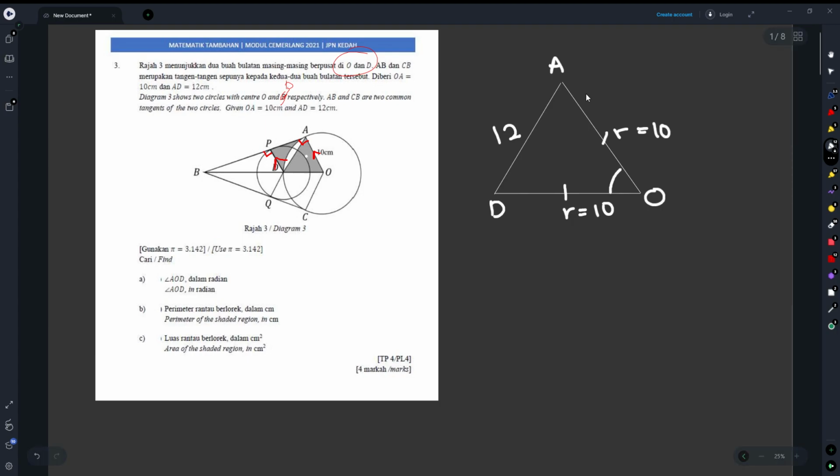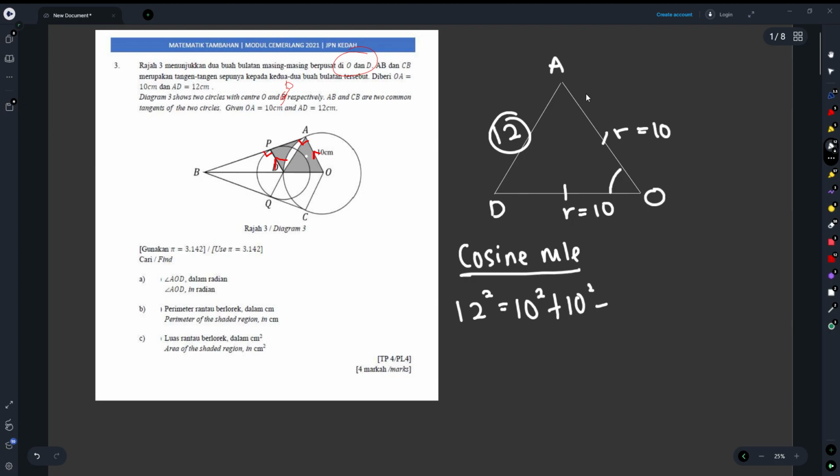It's actually very simple if you use solution of triangle. Please use cosine rule, because we don't know any angle. If you don't know any angle and you know all three sides, you must use cosine rule. So when I'm using cosine rule, 12 squared is equal to 10 squared plus 10 squared minus 2 times 10 times 10 cos angle AOD. This formula is already given in the list of formulas in your SPM paper, so you don't need to memorize, but you need to know how to apply.